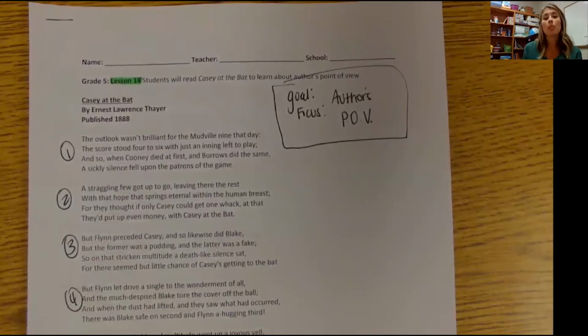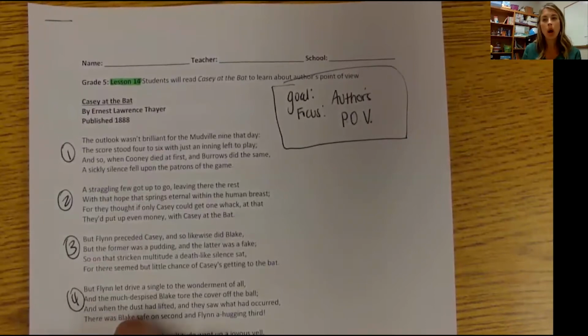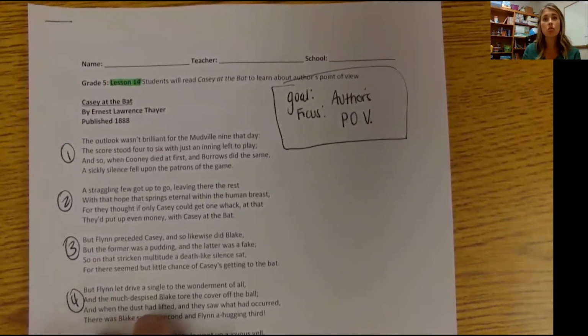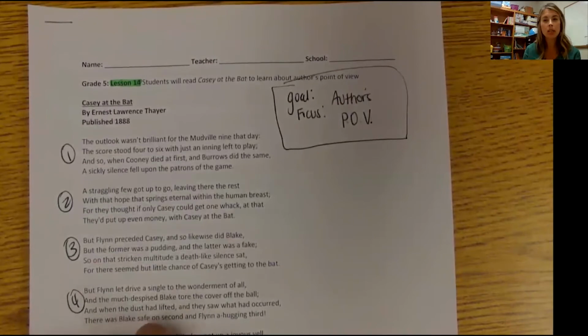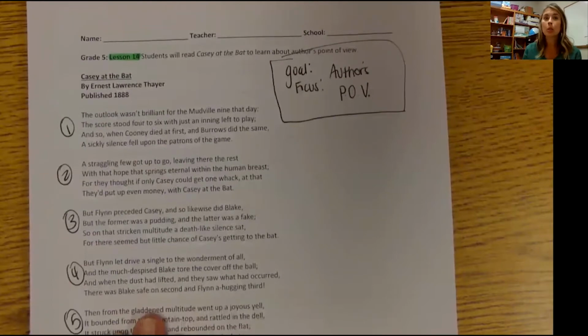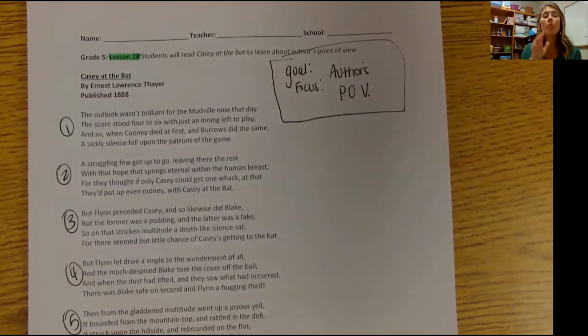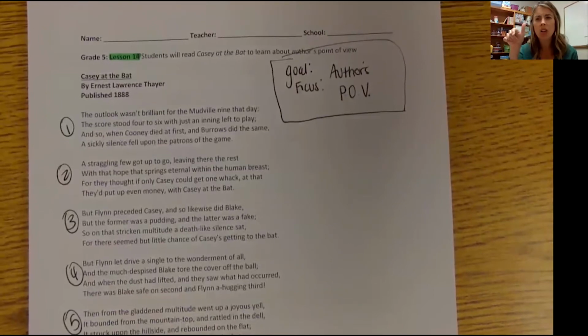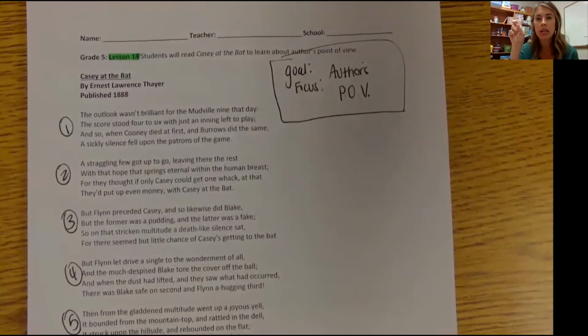Now, you might remember there are different points of view, such as first person, second person, and third person. Can you tell what point of view the author uses in this poem? First person, second person, or third person? If you said third person, you're correct. Great job. But how do we know it's written in third person point of view? How do we know that someone else is telling us this story? Casey's not telling us the story. The fans aren't telling us this story. Someone from outside looking in is telling us this story.